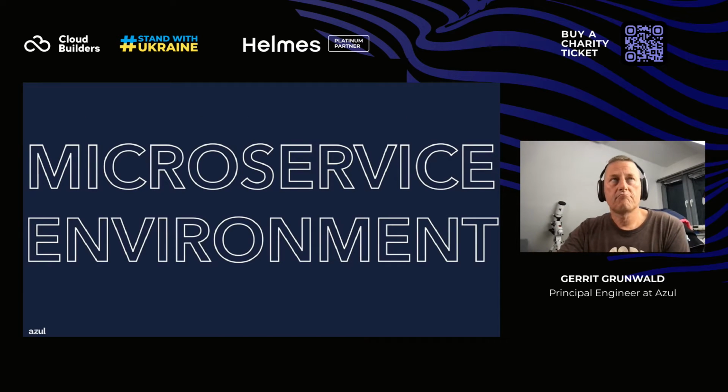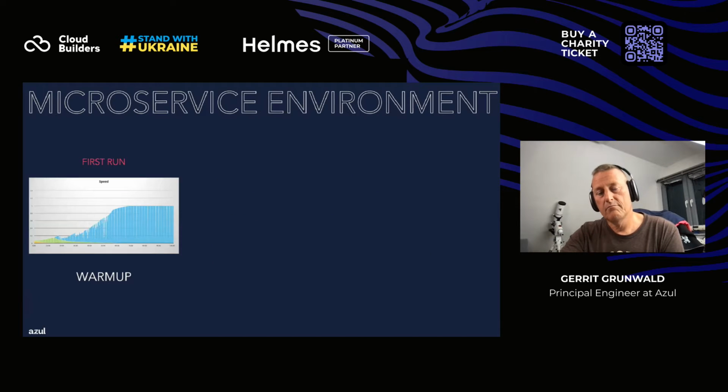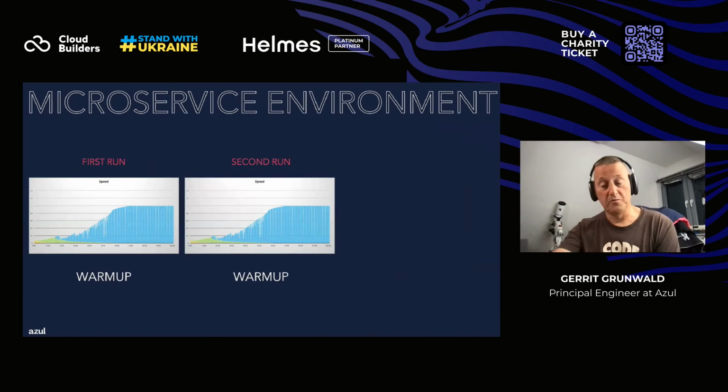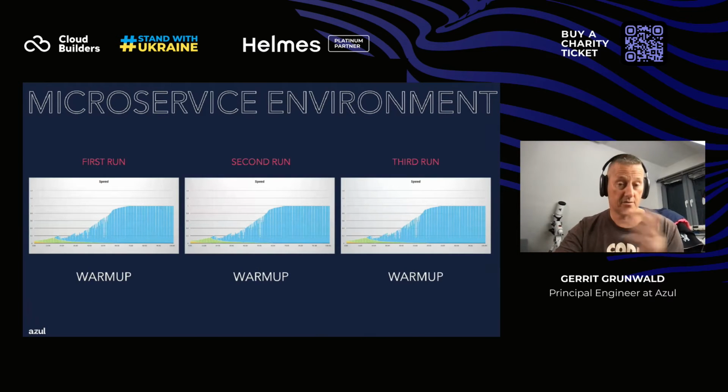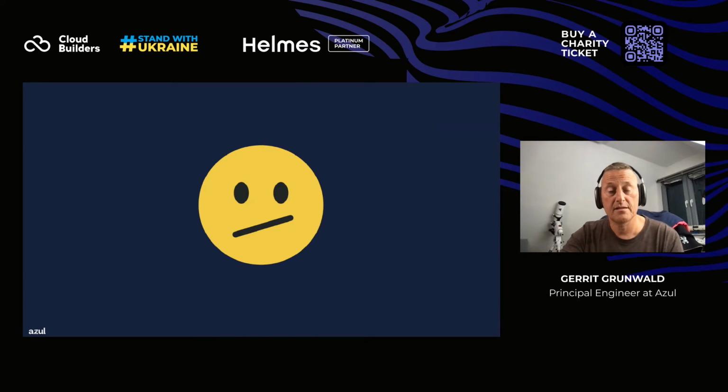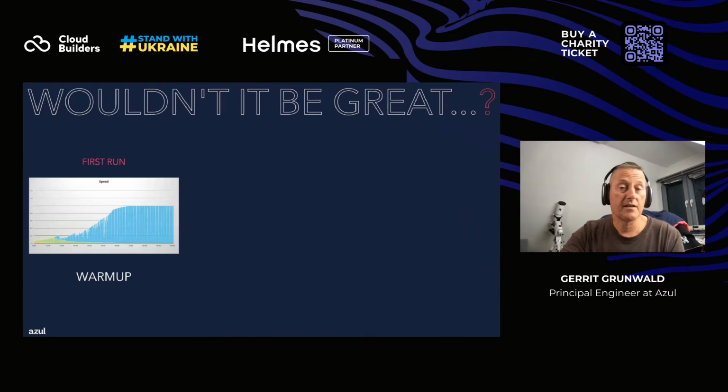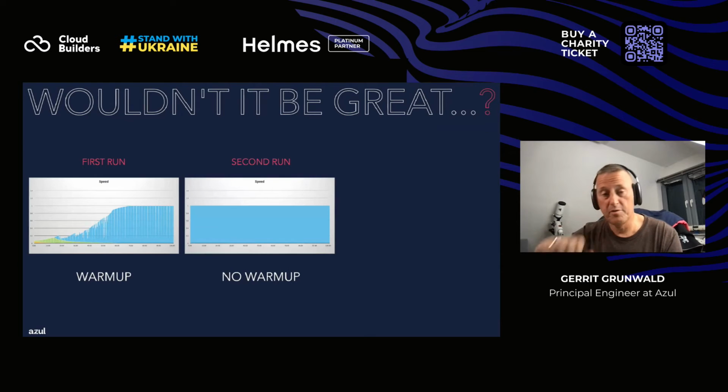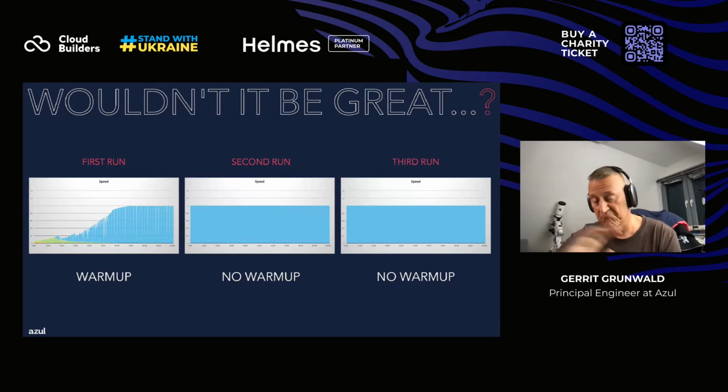This is all good, but if you think about microservice environments that we have today, then it would mean if we run the service the first time, we have to warm it up. Second time, we have to warm it up. Third time, we have to warm it up. And you can imagine with all next runs, we always have to warm up the JVM. That's a bit disappointing, isn't it? Wouldn't it be great if we could do something like first run, warm up, second run, full power and fully optimized, third run again? That would be the ideal world, right? So what can we do to make that happen?